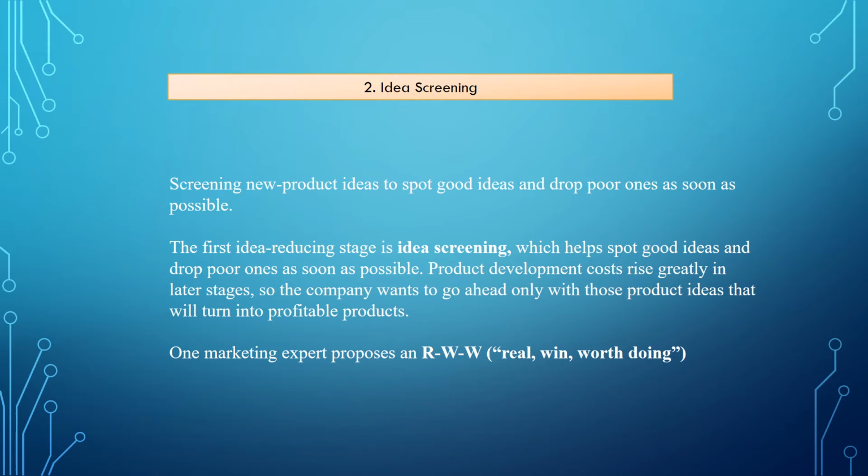So therefore, the second stage or the second phase in new product development is idea screening. Idea screening is a screening of new product idea to spot good idea and drop poor idea as soon as possible. For example, you have 10 ideas, you will divide it into 3 categories: good one, poor one, and medium. So you will select the best idea and drop the poor idea. The first idea reducing stage is idea screening, which helps us spot good ideas and drop poor idea as soon as possible. Product development costs rise greatly in later stages. So the company want to go ahead only with those product idea that will turn into profitable products.